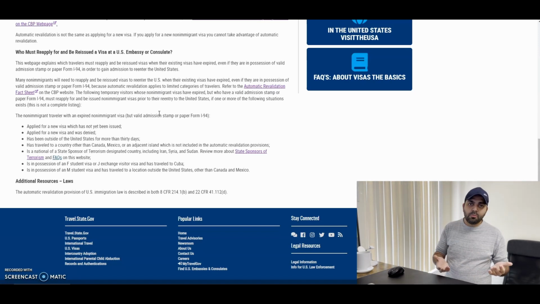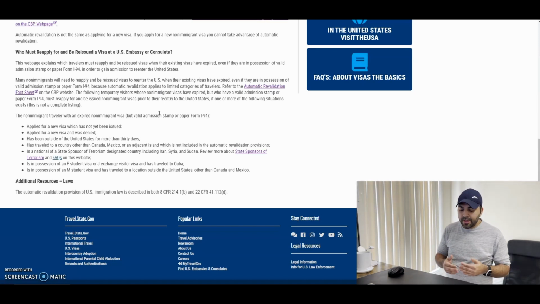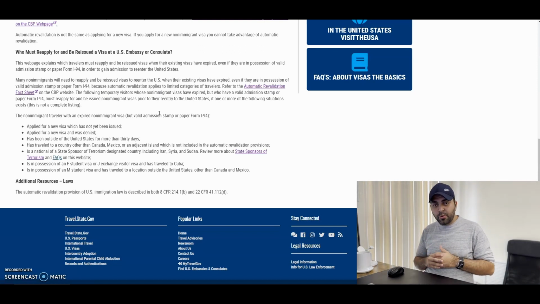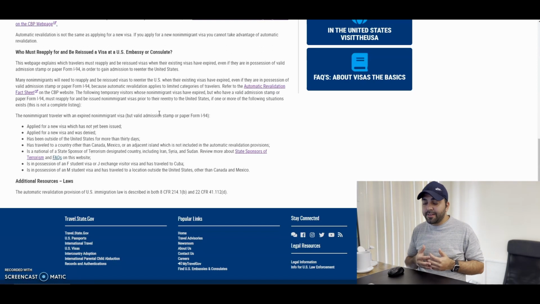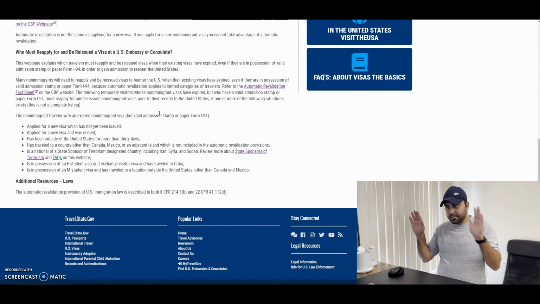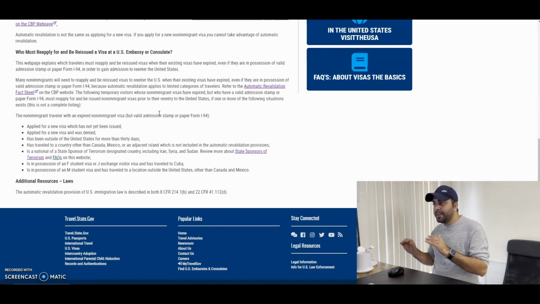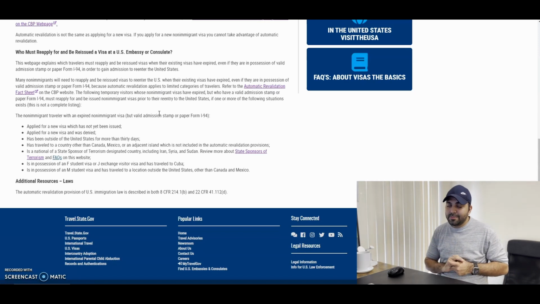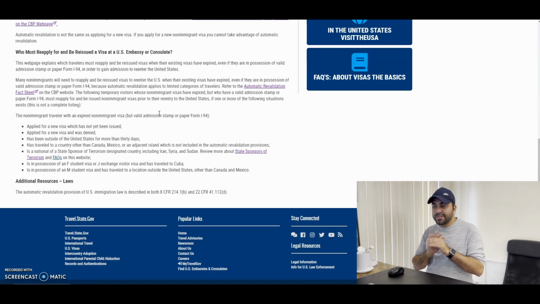The point is that you still wouldn't be able to travel if you don't have it. So let's say you reapply for a visa while you're in the US, but you haven't got that yet, you can't use the AVR, the automatic revalidation. What's the second part? Applied for a new visa and was denied. Okay, this person cannot use the AVR.